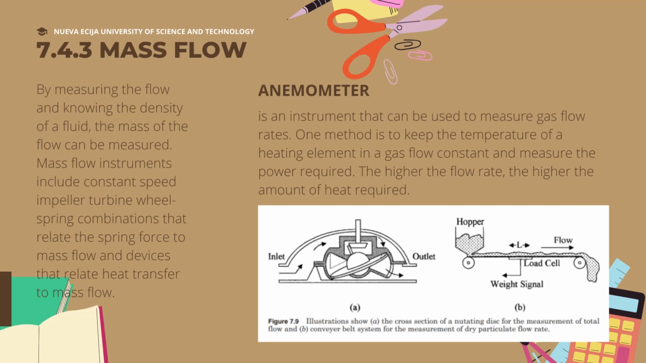Anemometer. Anemometer is an instrument that can be used to measure gas flow rates. One method is to keep the temperature of a heating element in a gas flow constant and measure the power required. The higher the flow rate, the higher the amount of heat required. The alternative method is to measure the incident gas temperature and yung temperature ng gas downstream from a heating element. Yung difference ng two temperatures na yon can be related to the flow rate.